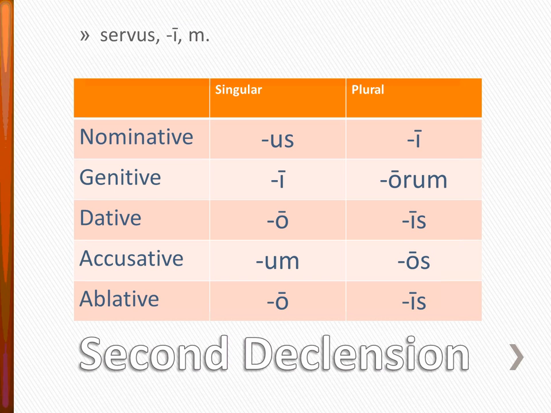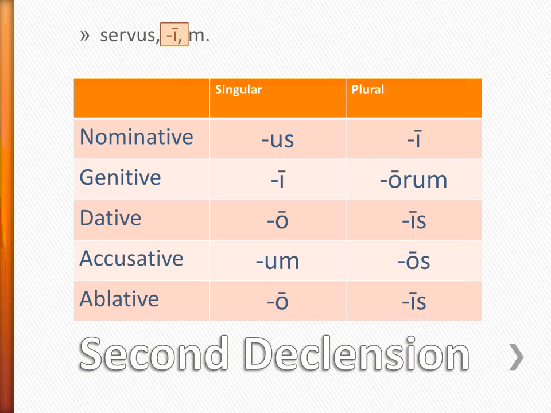For the second declension, when you get a new word, it'll have an I as the second part, servus, servi, and it gives you the gender, masculine. And the song for the second declension is Jingle Bells, and it goes like this.